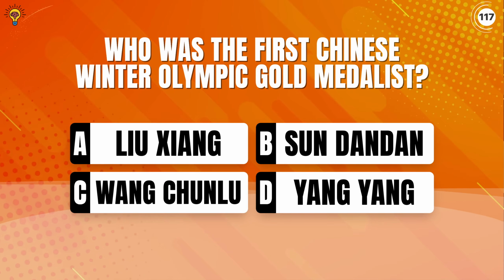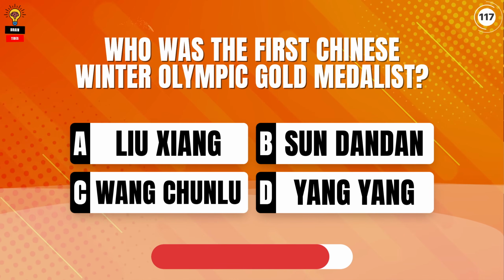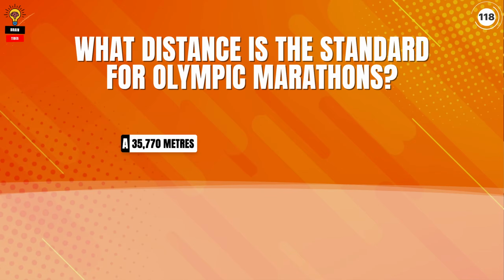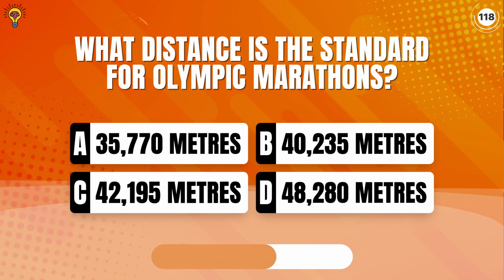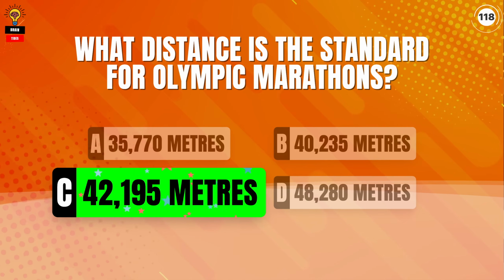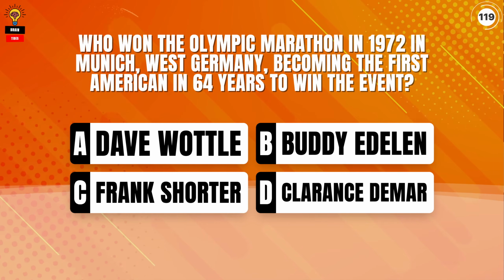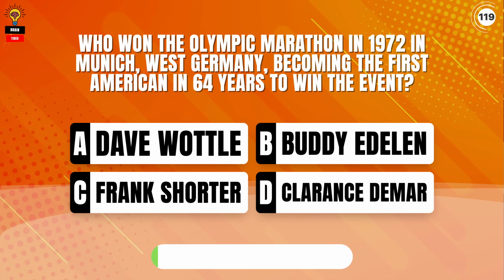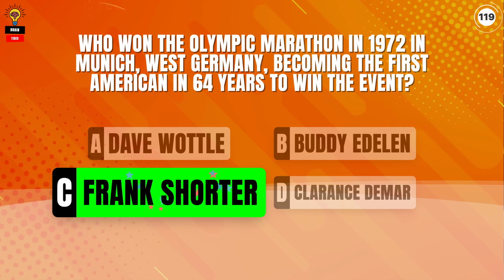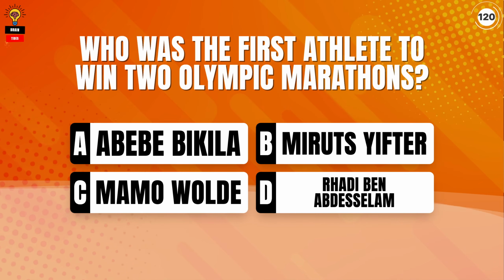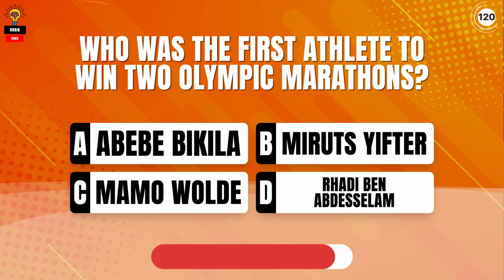Who was the first Chinese Winter Olympic gold medalist? Yang Yang. What distance is the standard for Olympic marathons? 42,195 meters. Who won the Olympic marathon in 1972 in Munich, West Germany, becoming the first American in 64 years to win the event? Frank Shorter. Who was the first athlete to win 2 Olympic marathons? Abebe Bikila.